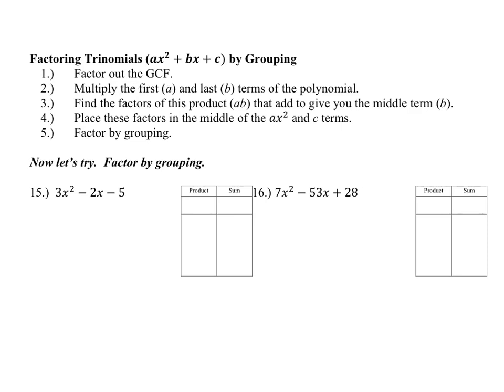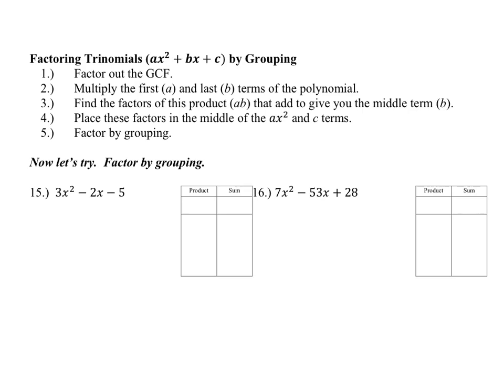Once I've pulled that out, then what I do is I multiply the first term, which I'm calling A, and the last term, which I'm calling C. I multiply those together, and I get a product, right? Well, then I need to find the factors of that product that add to give me the middle term, B. Then what I do is I place these two factors between the ax squared and the c terms, and then I factor by grouping. So let me show you how it works.